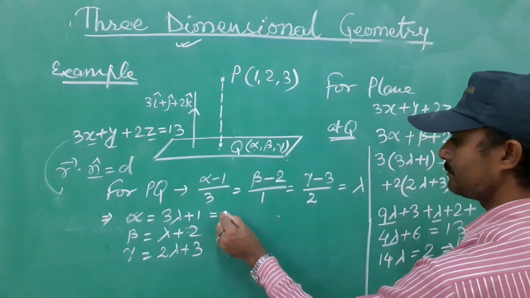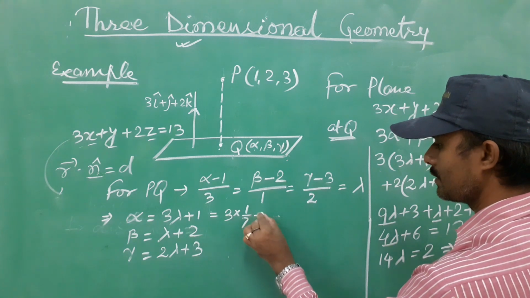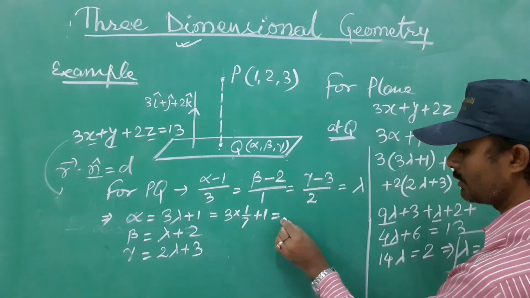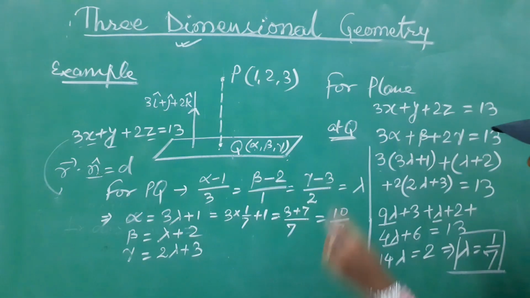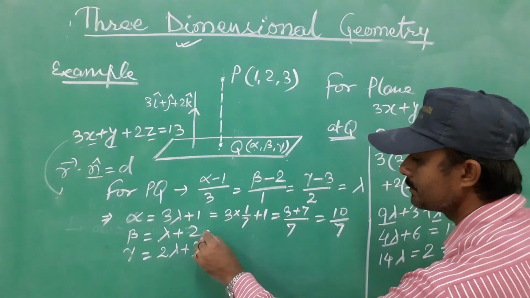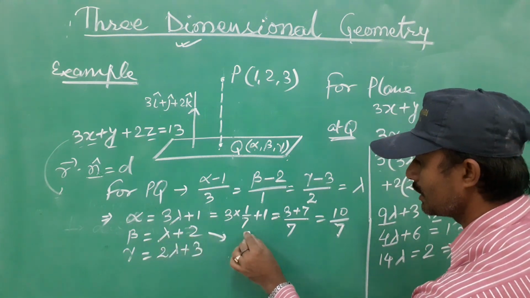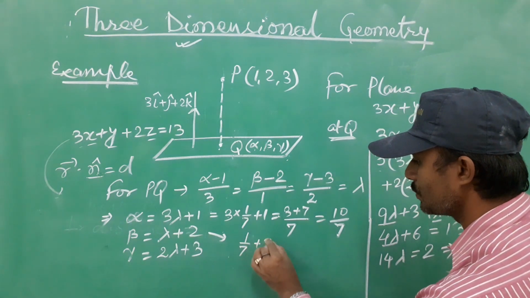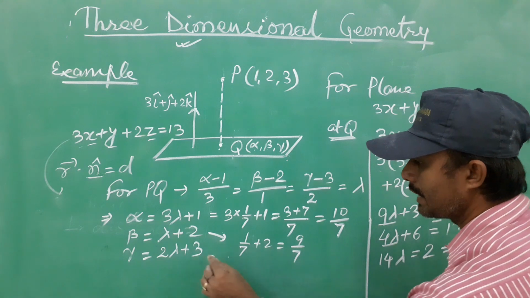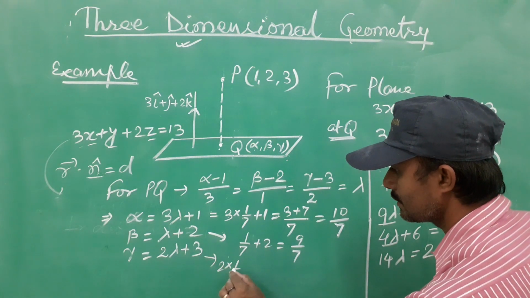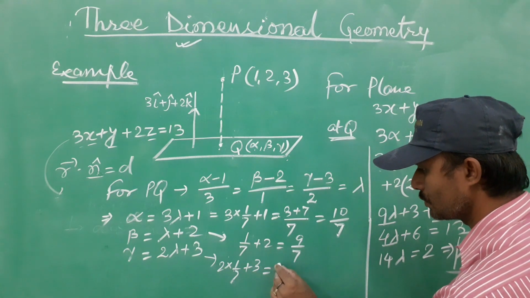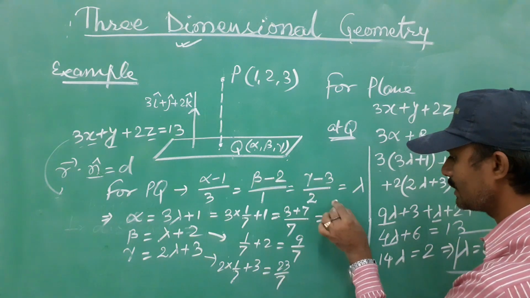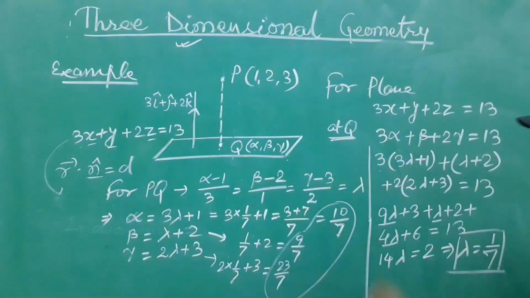Lambda is 1 by 7. So alpha will be 3 by 7 plus 1, 10 by 7. Same thing we can find for beta. Lambda plus 2, lambda is 1 by 7 plus 2, 9 by 7. And for gamma, 2 into 1 by 7 plus 3, 2 by 7 plus 3 is 21 by 7, 23 by 7. So these three are the coordinates of the point: 10 by 7, 9 by 7, 23 by 7.